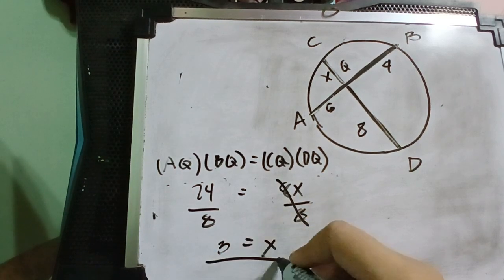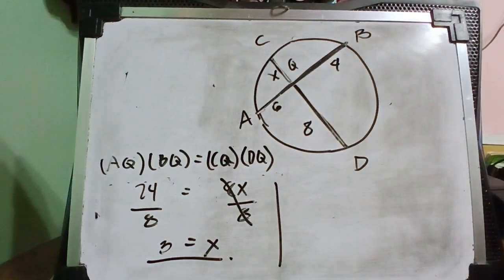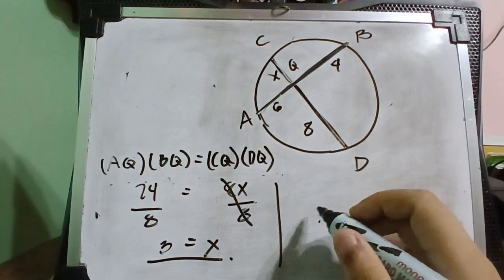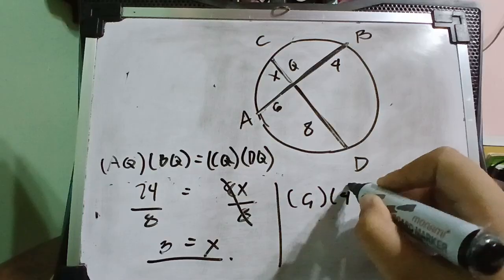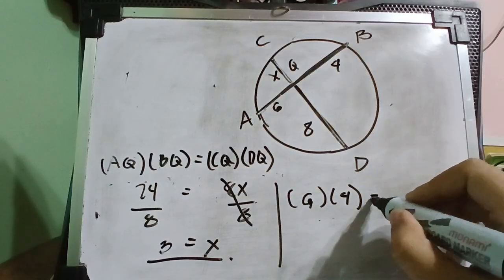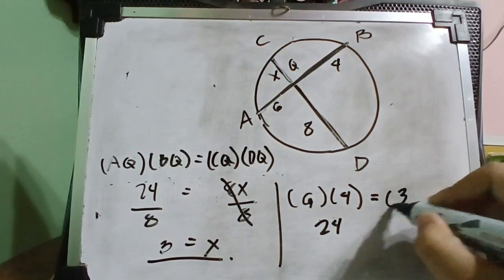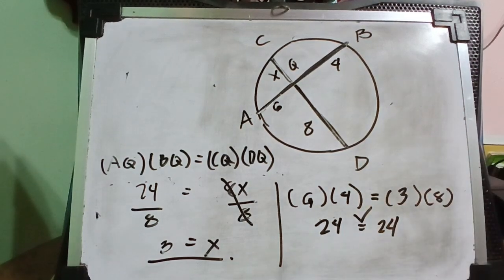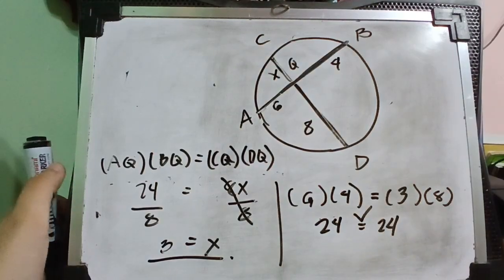So, to double check this, pwede natin gawin na natin yung kanina. So, AQ, assuming that CQ is 3. Okay, so AQ is 6 multiplied by 4, which is 24, and then assuming that CQ is 3 multiplied by 8, that's also 24. So, correct. Okay, so C is equal to X. Okay? C is equal to 3.